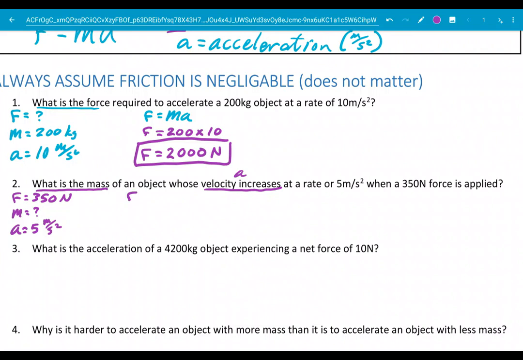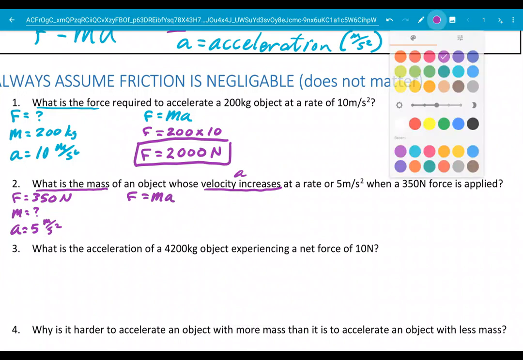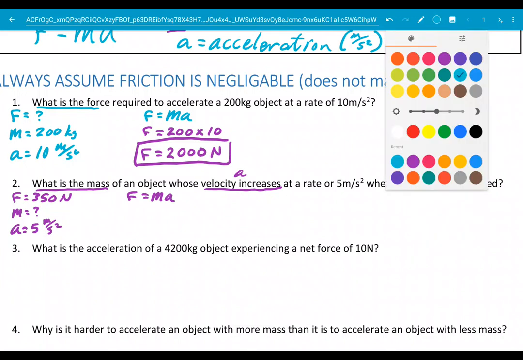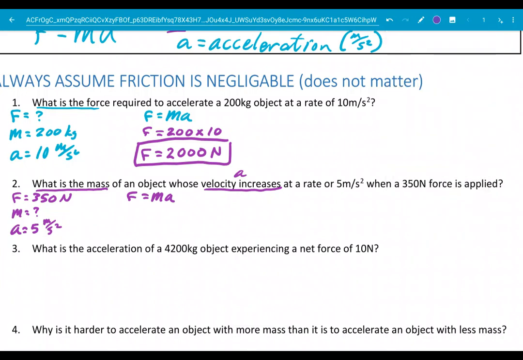Step 2, write down the formula F equals ma. Make our substitutions. Pick a different color. Let's see, we already have that color. How about this one? F is 350. M is unknown. And the A is being multiplied times the M. So I'll just put a multiplication symbol in there. And 5.